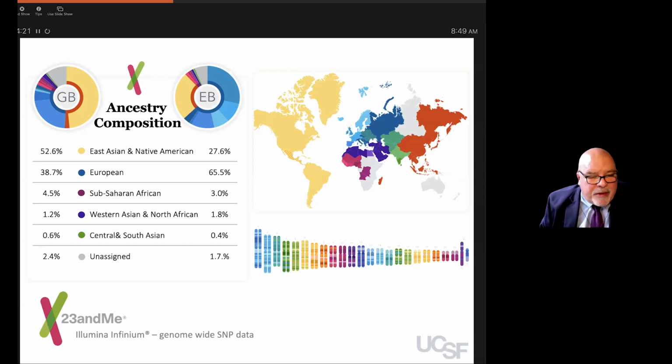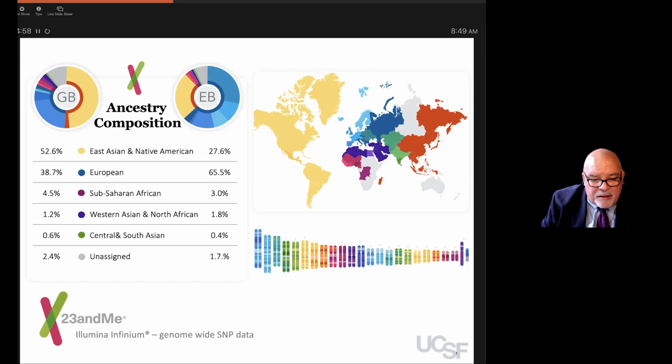23andMe is a private, soon-to-be public company that came to fruition in 2004, along with other direct-to-consumer companies that marketed genetic ancestry testing as well as disease testing to consumers. And you can see my mother's ancestry on the left, mine on the right. You can see that my mother is more than half Native American, with a substantial amount of African. I have African ancestry. So according to Dorothy Roberts' definition, I am Black. But I've known this for a long time.